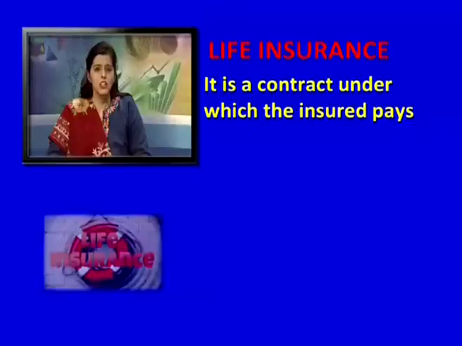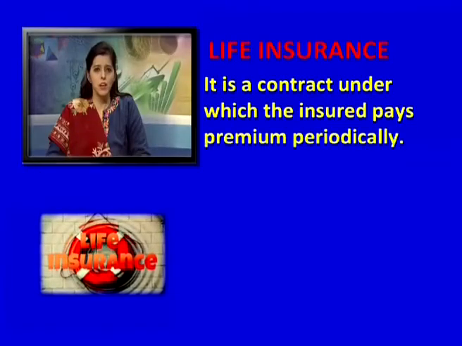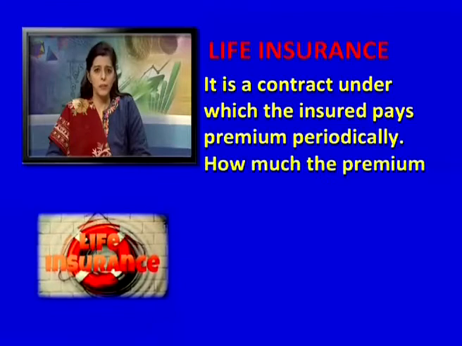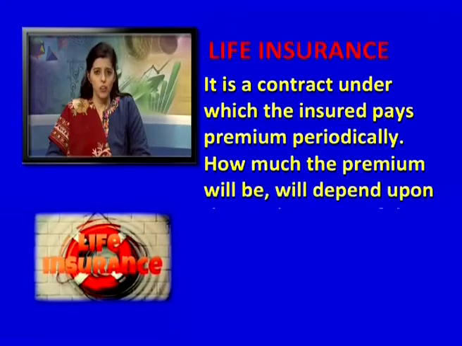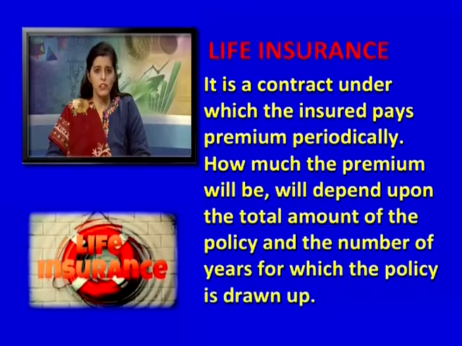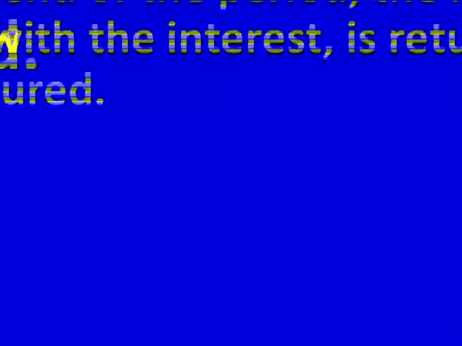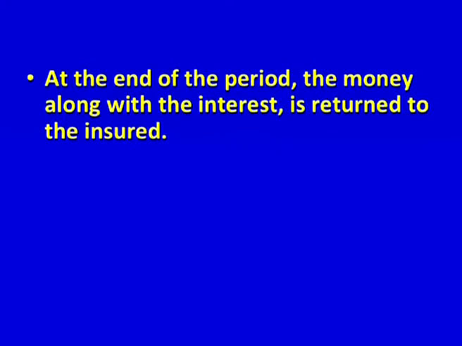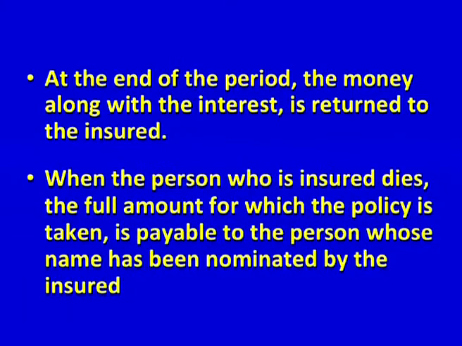Life insurance. It is a contract under which the insured pays premium periodically. How much the premium will be will depend upon the total amount of the policy and the number of years for which the policy is drawn up. At the end of the period, the money along with the interest is returned to the insured. When the person who is insured dies, the full amount for which the policy is taken is payable to the person whose name has been nominated by the insured.